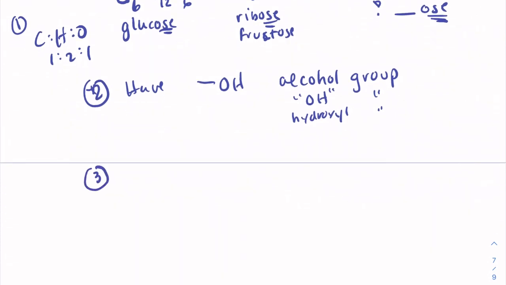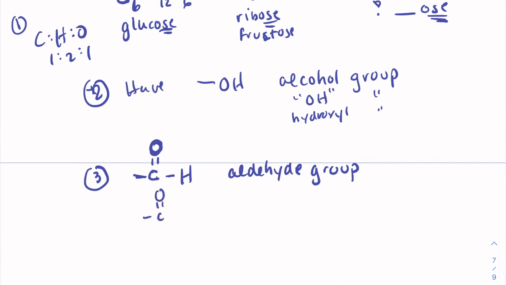Thirdly, they're going to have something that looks like this. A carbon doubly bonded to an oxygen, but you know that carbon has to make 4 total covalent bonds. That's what those lines stand for right there. And usually there's a hydrogen at the end of it there. This is called an aldehyde group.